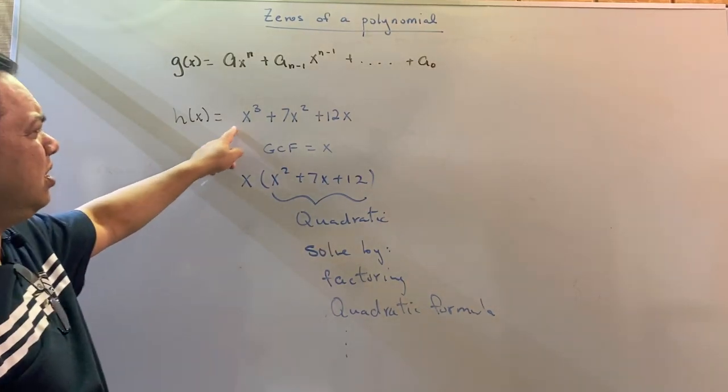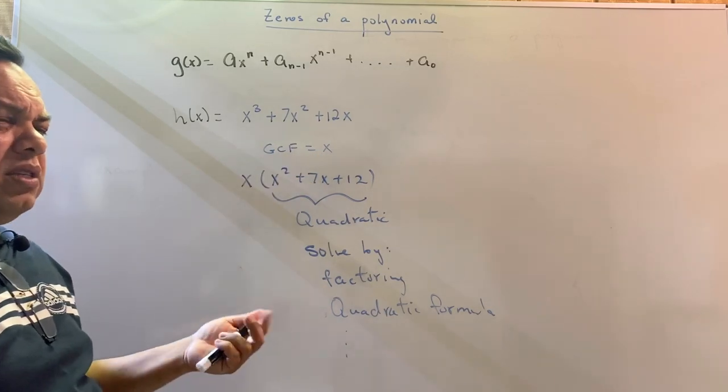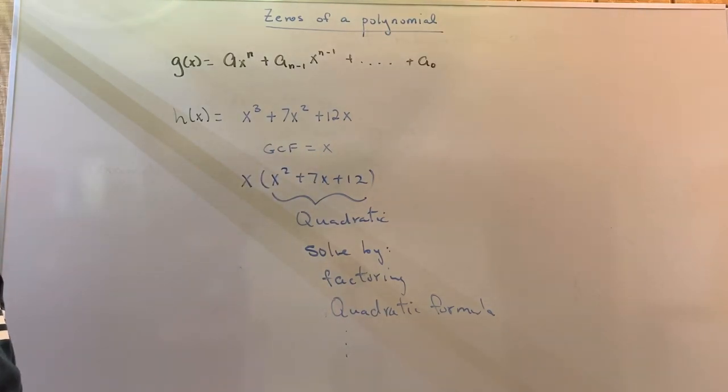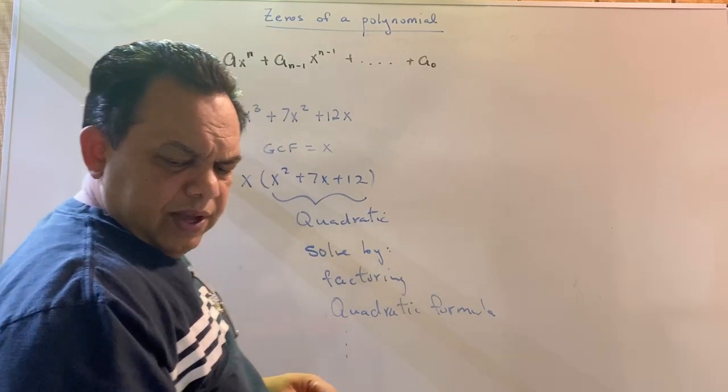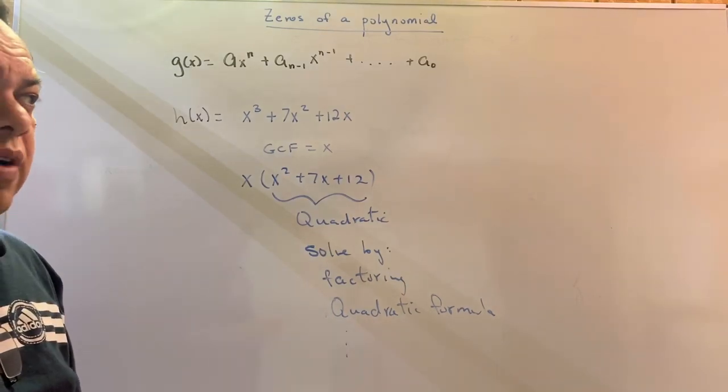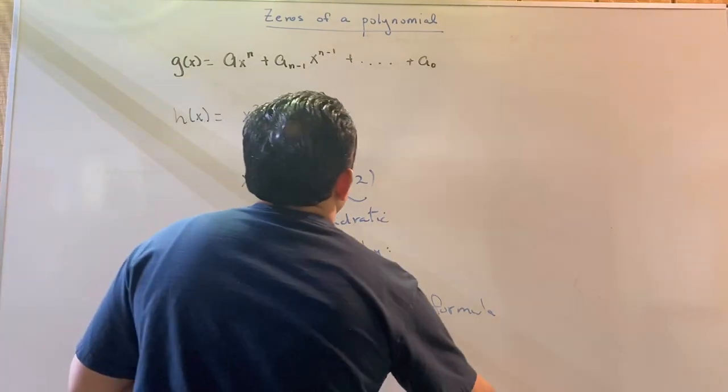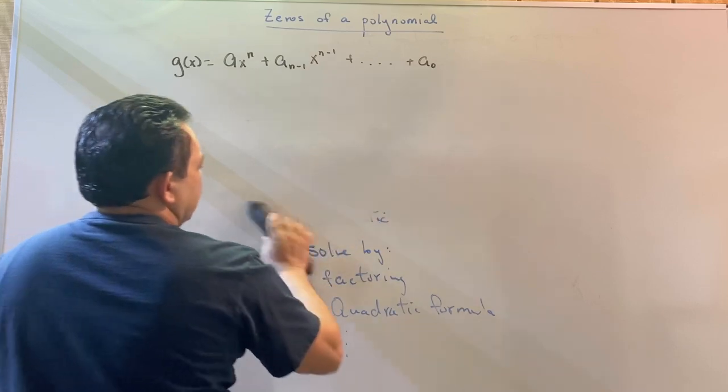Well, here we had a GCF of x. What happens if there is no GCF? Okay? Well, there is a theorem, or a little test, that we call the rational zero test. The rational zero test.